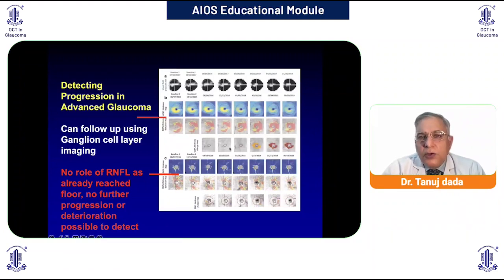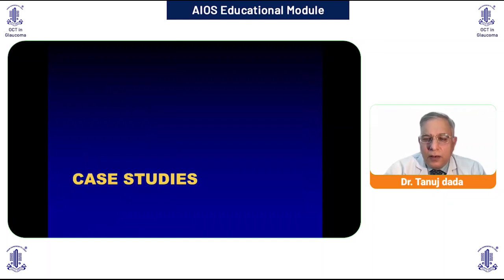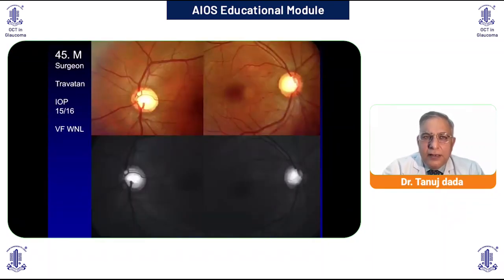So in advanced glaucoma, you can still use the ganglion cell imaging and show loss of the ganglion cell and follow up the patient. But it is better to use perimetry for such patients and follow up with a 10-2 in patients with advanced glaucoma. So coming to the end with some case studies.